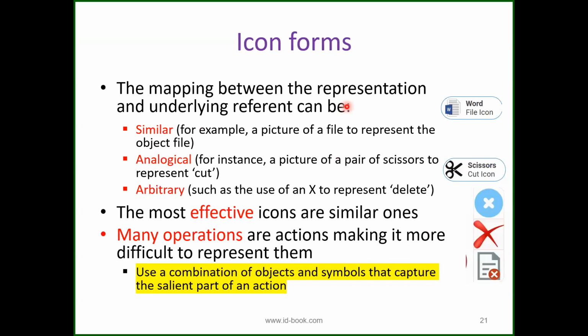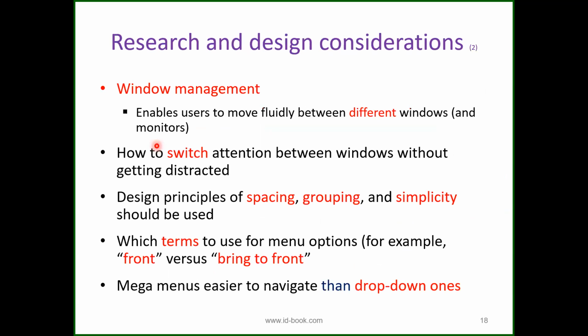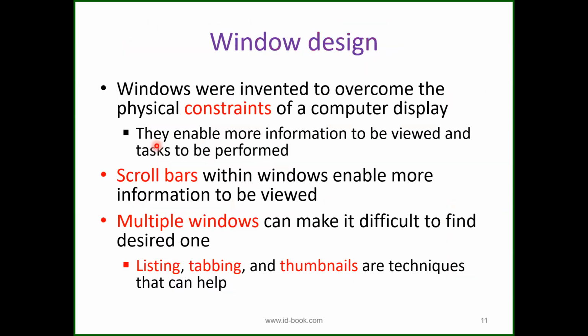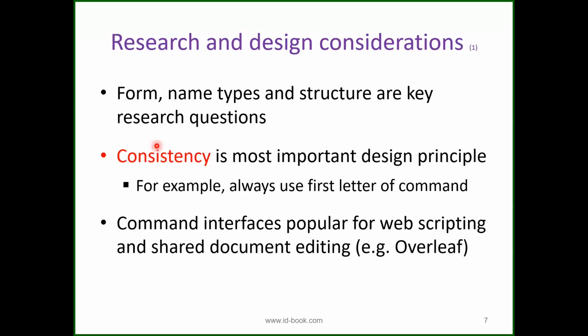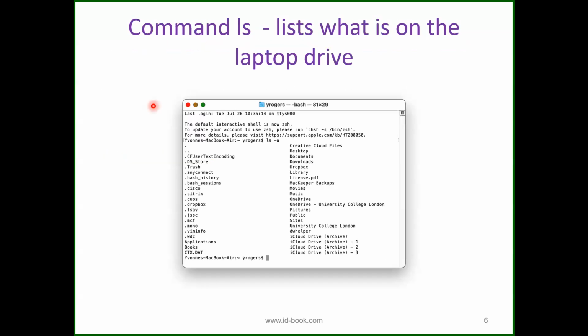Mapping between the representation and the underlying referent can be similar. For example, if I want to represent a file, then I can go for a similar icon form. For example, a Word file icon, like a picture of a file, to represent the file object, and a picture of a printer to represent a printer object. This is called a similar form. We said the forms are important when we are designing for commands.